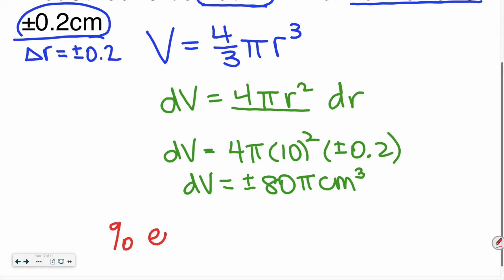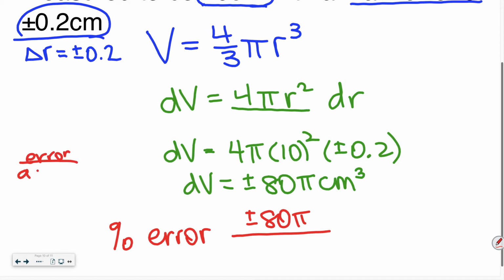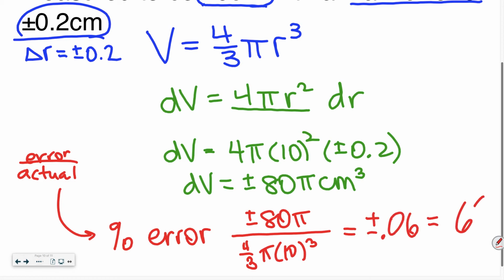So, science class, percent error. We have a fraction, right? We are going to take 80 pi. That's going to be basically our error in the actual volume. So what should we divide by? The actual volume. You need to take error over actual to get the percent error. So our actual volume would be 4/3 pi r cubed. I'll just do the calculation.